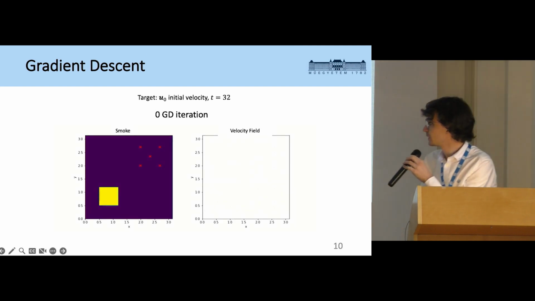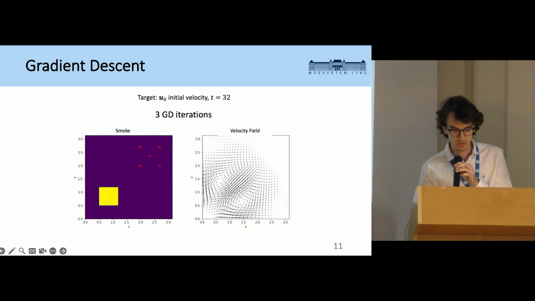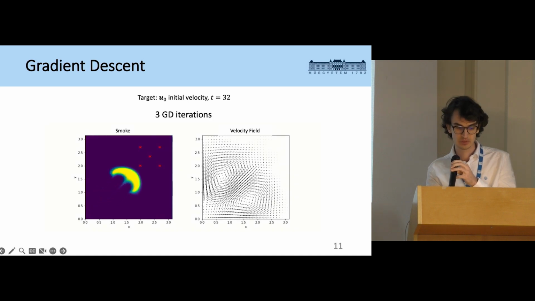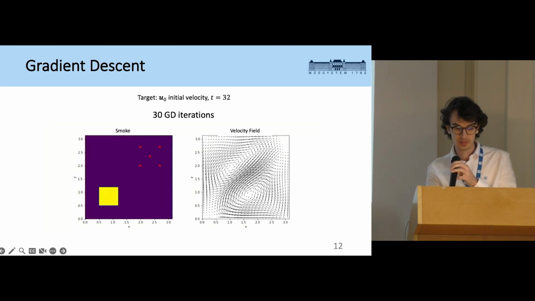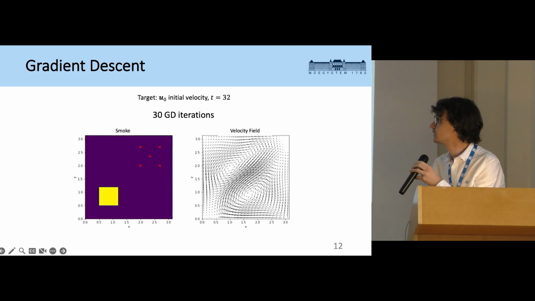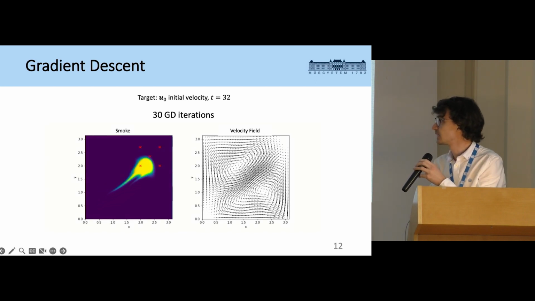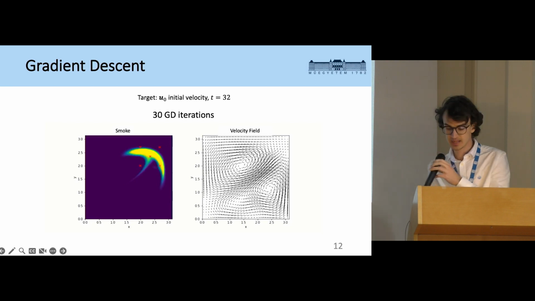So initially, this is not a too interesting animation because we initialized our velocity field to zeros, but after only iterating 3 gradient descent steps, we can already see that we managed to get the smoke somewhat closer. And then running 30 gradient descent iterations, we can see that we managed to get most of the smoke in the desired area.